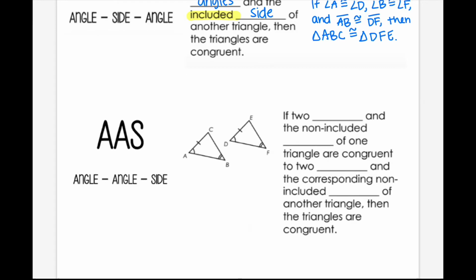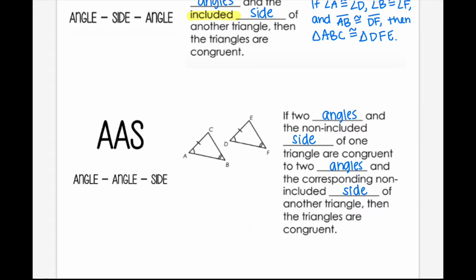The next theorem regarding two angles is angle, angle, side. For this theorem, if two angles and the non-included side of one triangle are congruent to two angles and the corresponding non-included side of another triangle, then the two triangles are congruent.